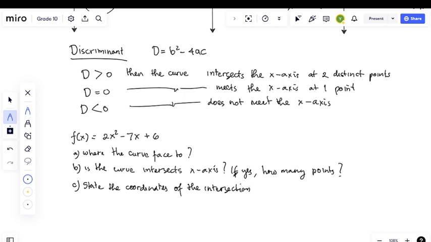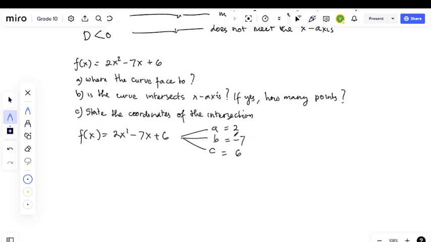Tanpa harus gambar dulu nih ya. Where the curve face to? Nah, kita lihat. Quadratic equation 2x squared minus 7x plus 6. I need to define A, B, and C. Ya. Berarti A-nya adalah 2, B-nya minus 7, C-nya adalah 6. Nah, since A is greater than 0 or A is positive, then the curve is going to be U-shaped. Pasti akan bentuknya seperti ini, gitu ya.